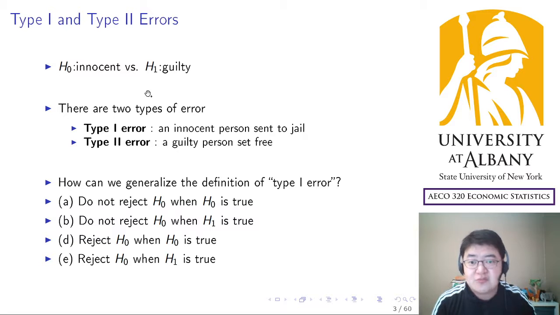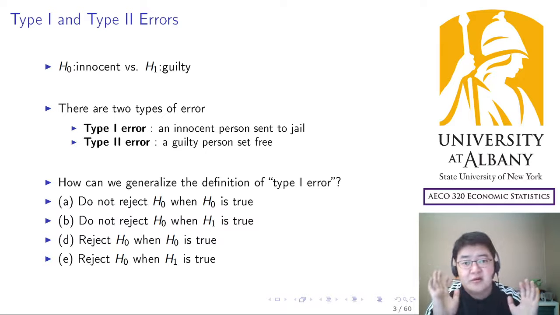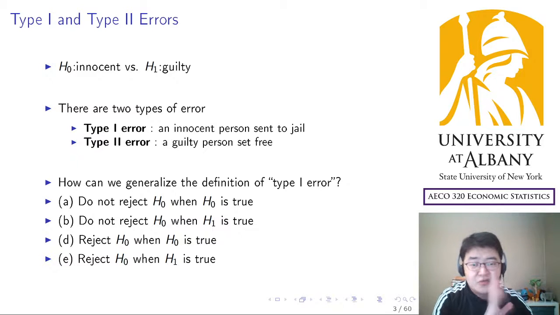Back to this example. In any criminal trial, the defendant is believed to be innocent until there is enough evidence of guilt beyond reasonable doubt. That's one of the main principles in the modern legal system, and we can use the same analogy here again. In the legal procedure, in the criminal trial, there are two potential errors.